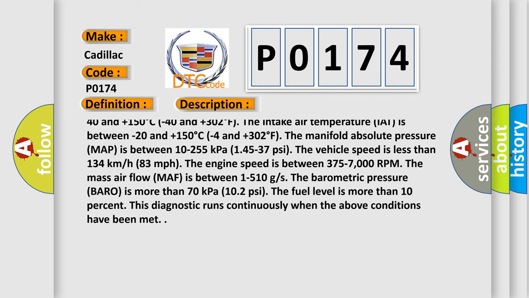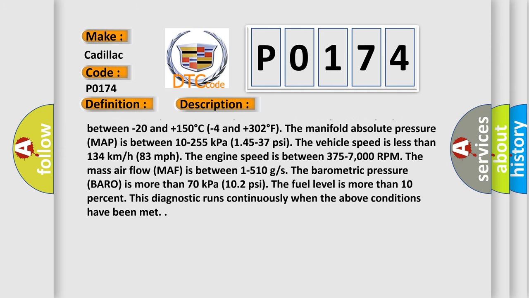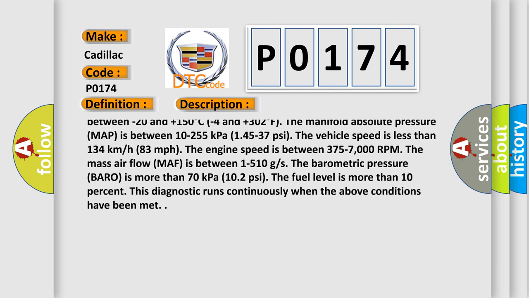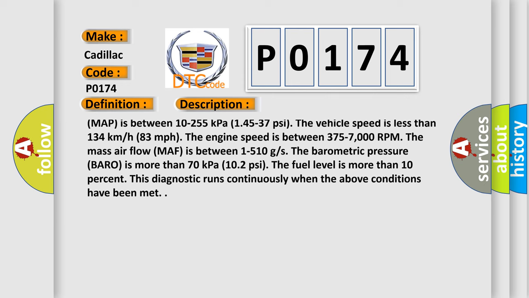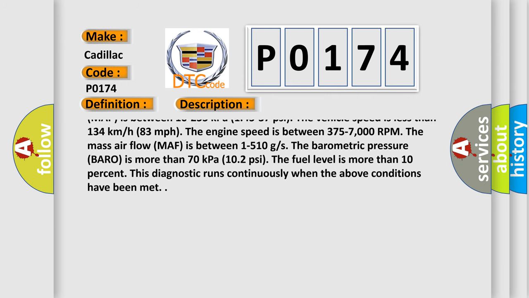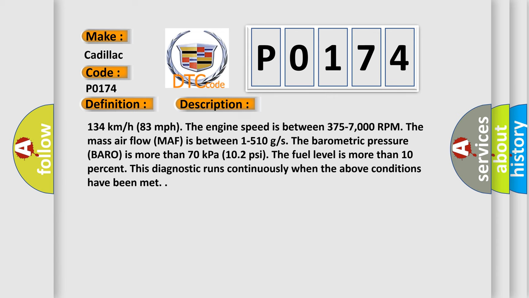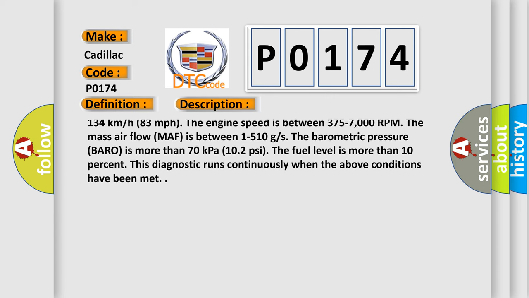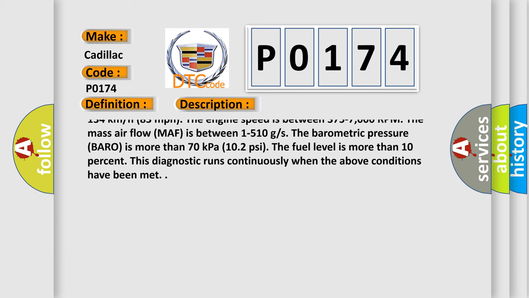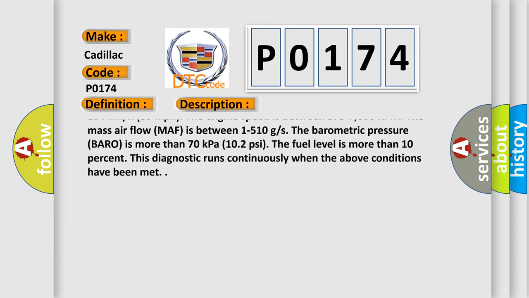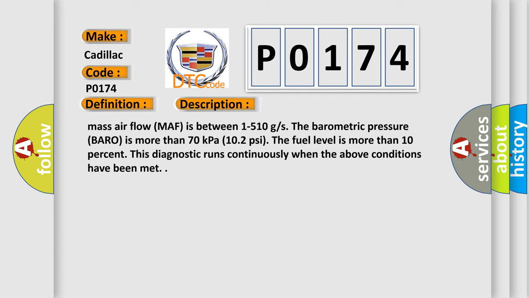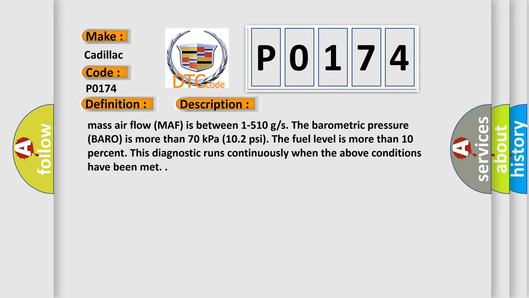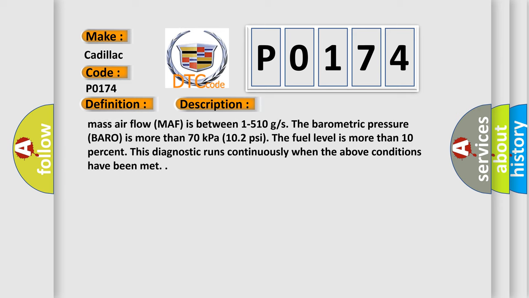The engine coolant temperature ECT is between minus 40 and plus 150 degrees Celsius, minus 40 and plus 302 degrees Fahrenheit. The intake air temperature IAT is between minus 20 and plus 150 degrees Celsius, minus 4 and plus 302 degrees Fahrenheit. The manifold absolute pressure MAP is between 10 and 255 kilopascals, 1.45 to 37 psi. The vehicle speed is less than 134 kilometers per hour, 83 miles per hour. The engine speed is between 375 and 7000 rpm. The mass airflow is between 1 and 510 g/s. The barometric pressure BARO is more than 70 kilopascals, 10.2 psi. The fuel level is more than 10%.